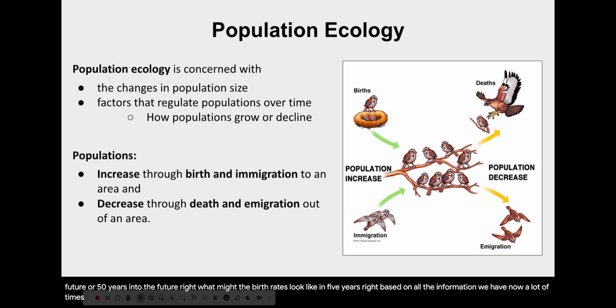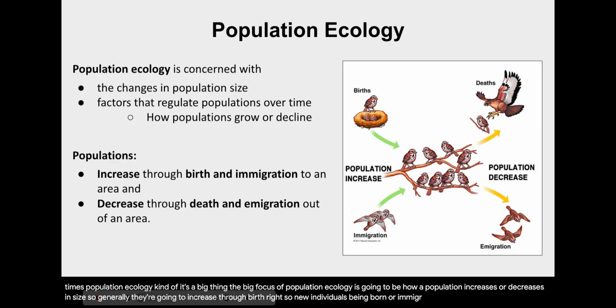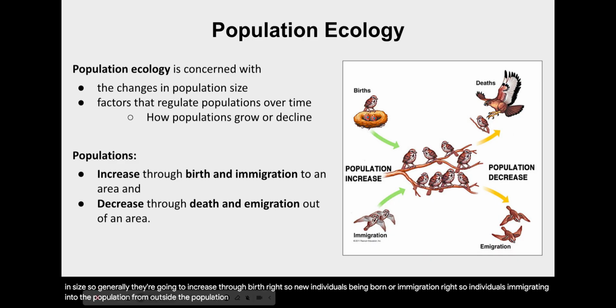A lot of times the big focus of population ecology is going to be how a population increases or decreases in size. Generally they're going to increase through birth, so new individuals being born, or immigration, so individuals immigrating into the population from outside the population. And they're going to decrease because of deaths, or they're going to emigrate out of the population. A lot of times that is the focus of population ecology.